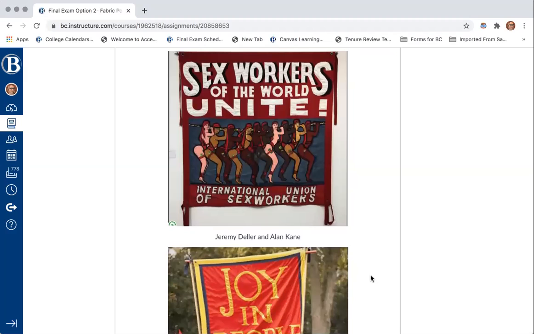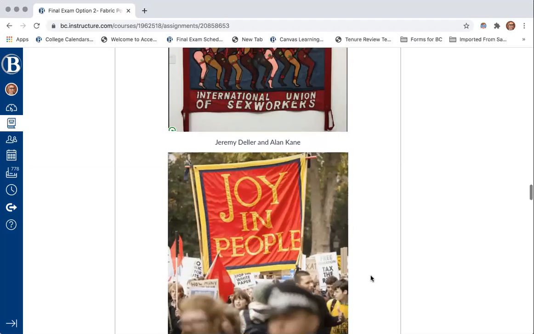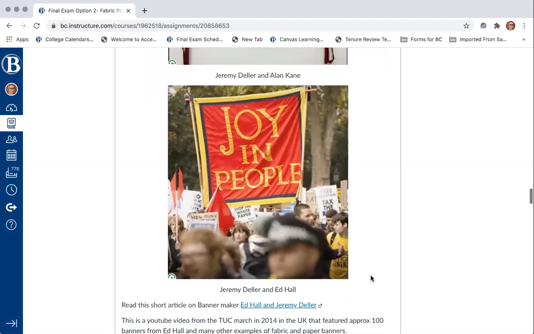And these banners are part of a larger group of work that Jeremy Deller has been working on. This is another one of Jeremy Deller's designs, Joy in People. And this was created with Ed Hall, who is a very, very famous British banner maker. Sorry. And you can read a short article on the relationship between Ed Hall and Jeremy Deller here.